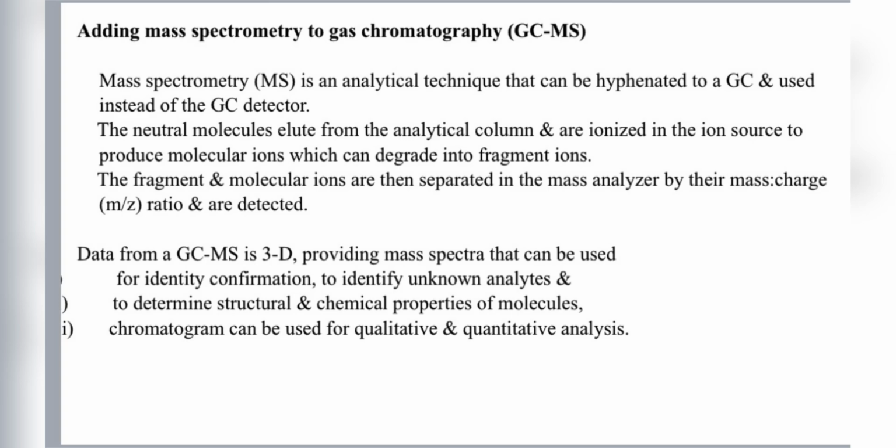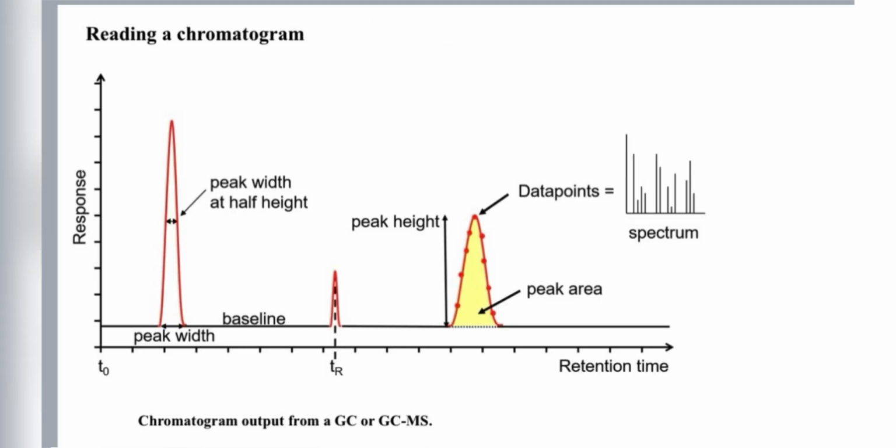The chromatogram can be used for qualitative and quantitative analysis. We can see the reading of the chromatograph here, which is a graph of peaks. The X-axis is retention time. The Y-axis is the detector response to the analyte peak. Each analyte peak has an apex. The baseline shows the signal from the detector when no analyte is eluted from the column.